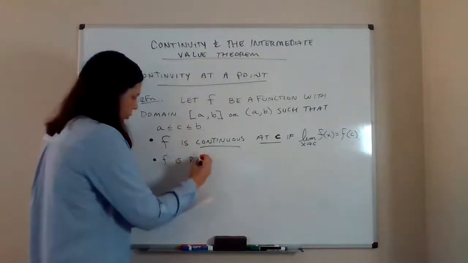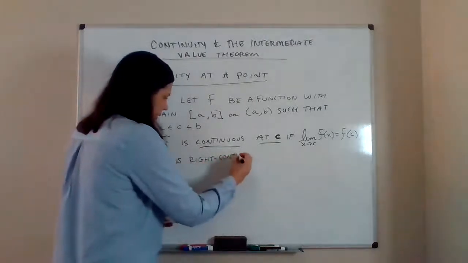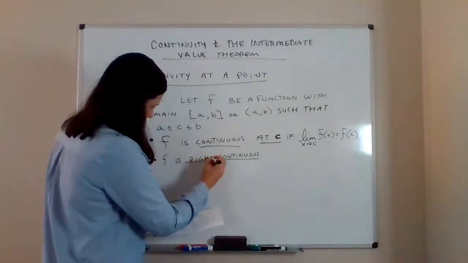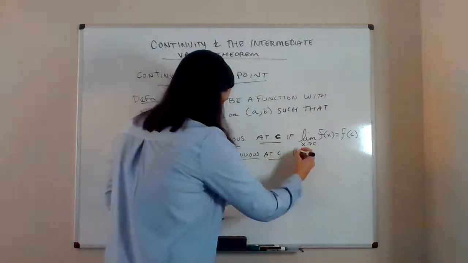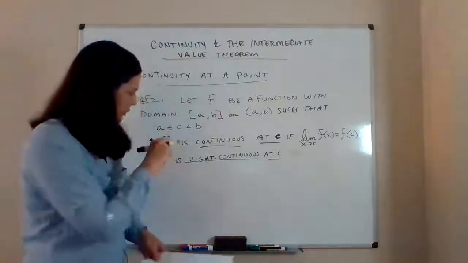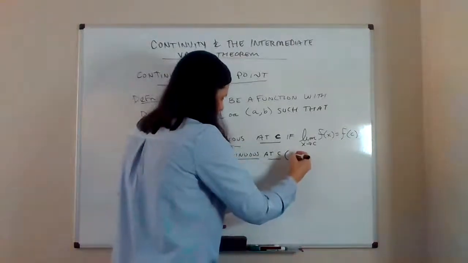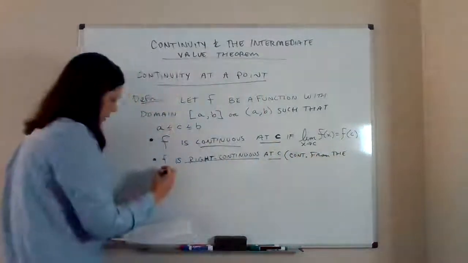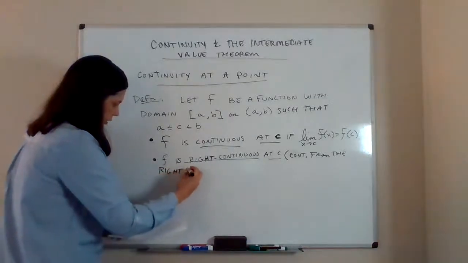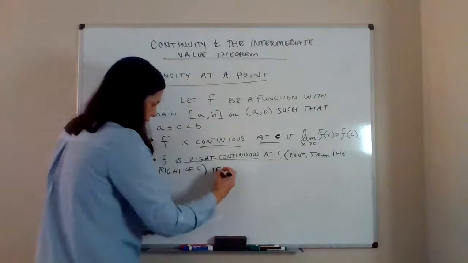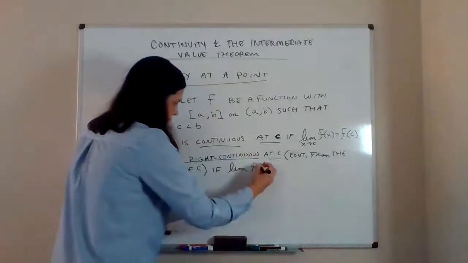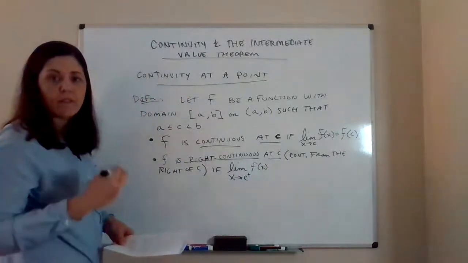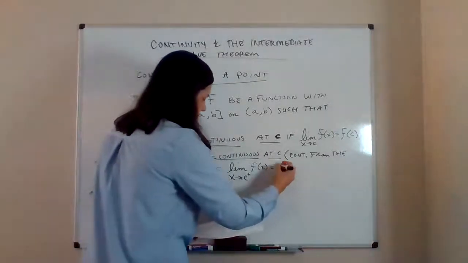F is right continuous at C. And then I want to explain, when you read it like this, when it says right continuous at C, that actually means continuous, I'm going to abbreviate, from the right of C. And that's true if you take the limit of f of x as x approaches C with a little plus sign. Remember that? From the right. So from the right, and you get f of C.